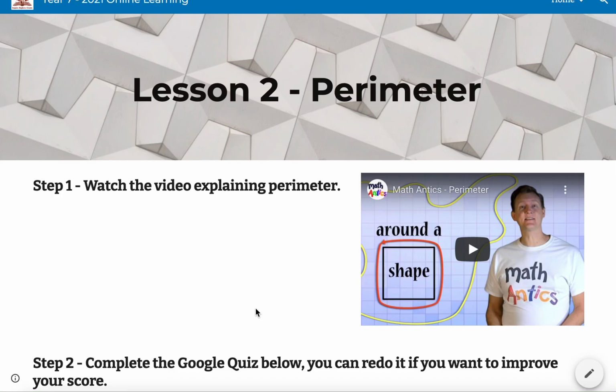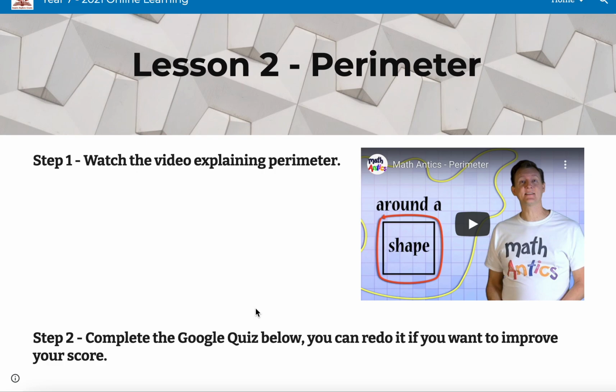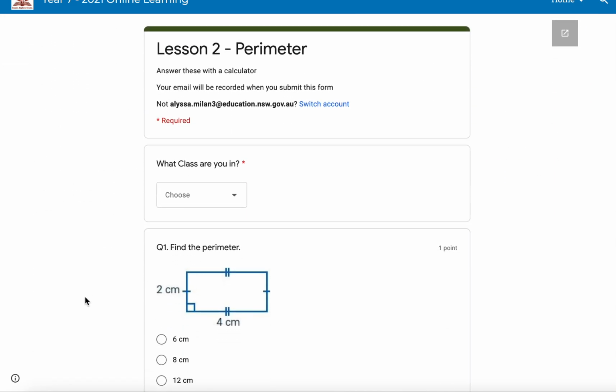Okay, so lesson 2, we're looking at perimeter, and perimeter is kind of like the outline of the shape. We want to determine the lengths of all the different sides of the shape. So we need to add up this length for this square, this length, and this length. It's the sum of the lengths of all the sides.